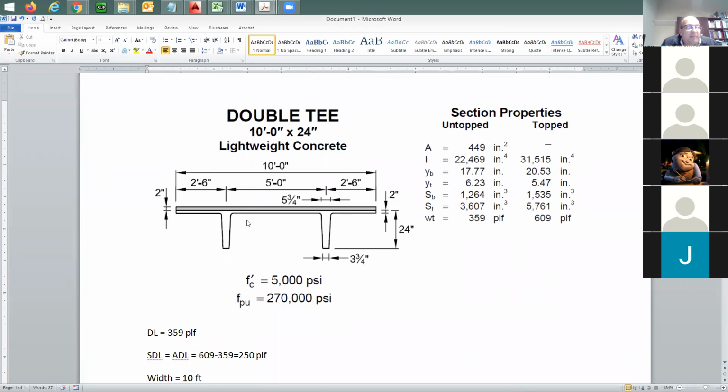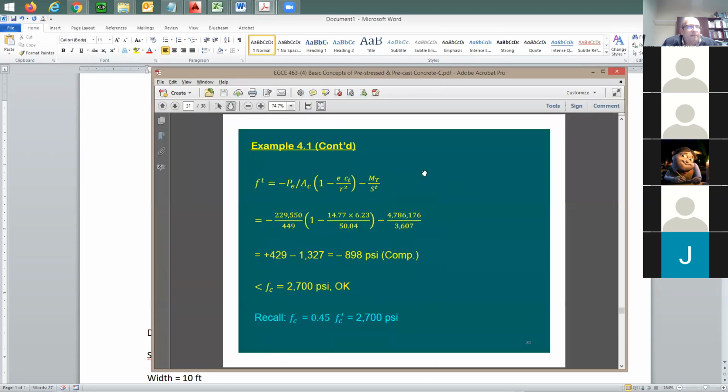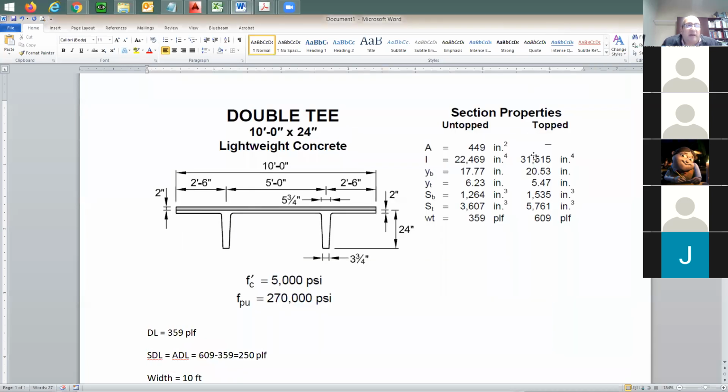After we put this double T in place, supported by beams, we're going to put this load. Now I need to check again the stresses at the service stage, right? It's going to be based on this. Which AC should I use now? Should I use the topped or untopped?